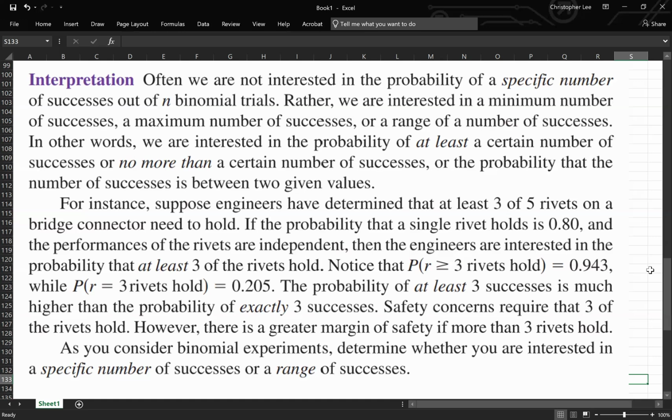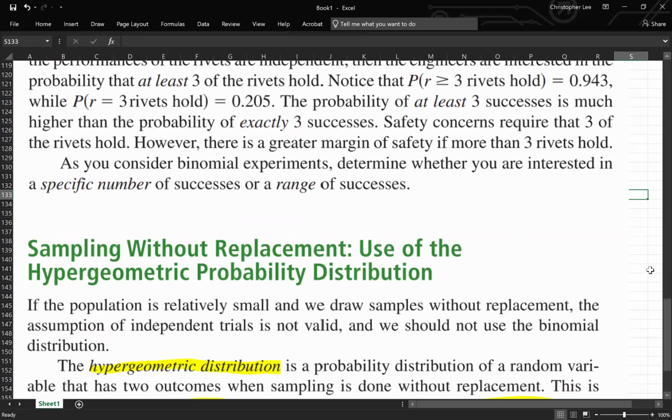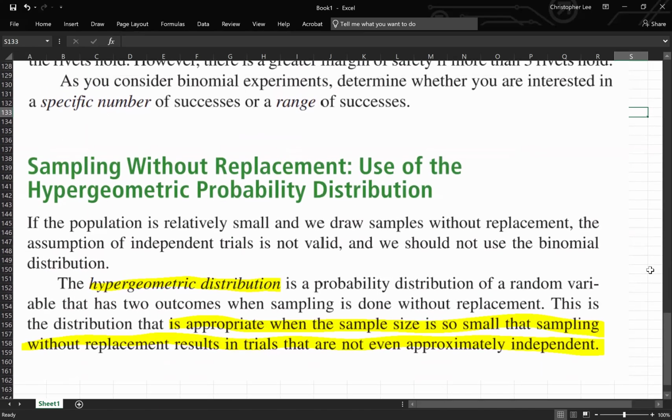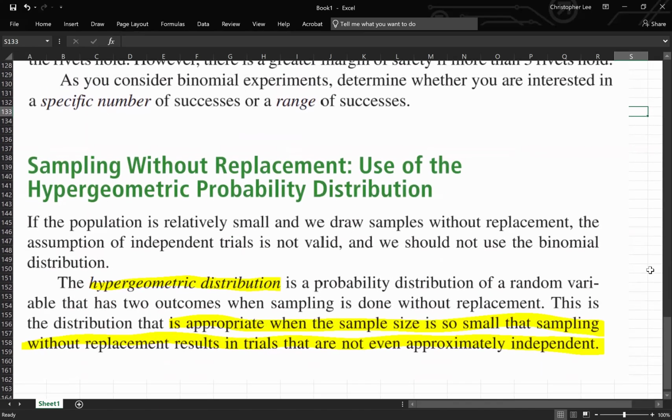As you consider binomial experiments, determine whether you are interested in a specific number of successes or a range of successes, right? The question will tell you. And then this is just for your information real quick, sampling without replacement. So we use the hypergeometric probability distribution. If the population is relatively small and we draw samples without replacement, meaning that we don't put them back, the assumption of independent trials is not valid, and we should not use the binomial distribution.